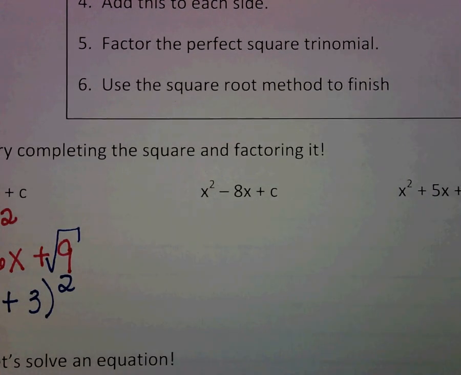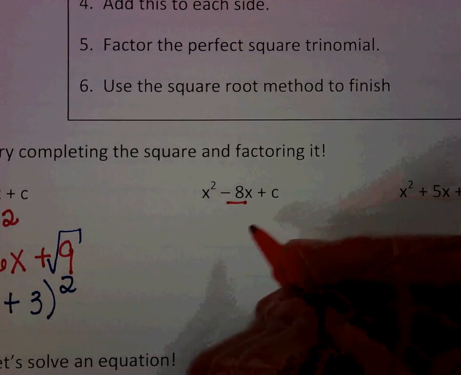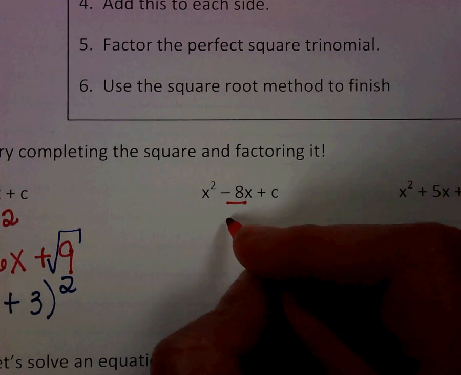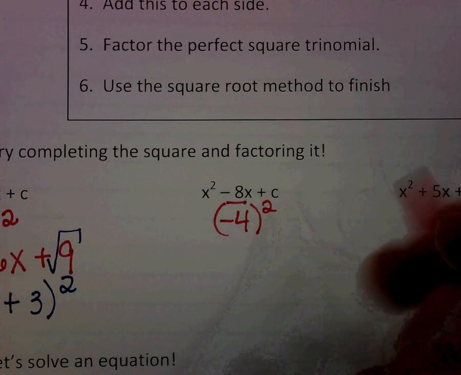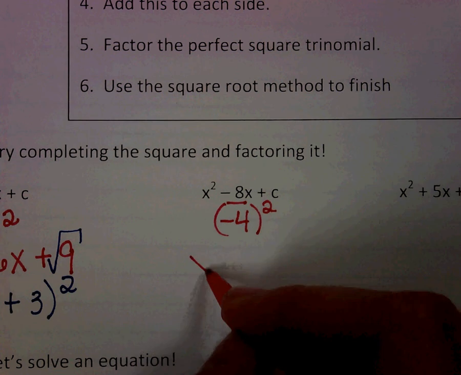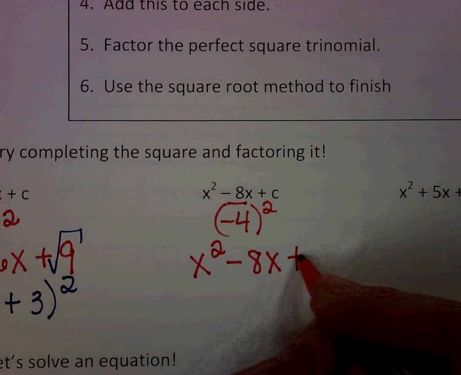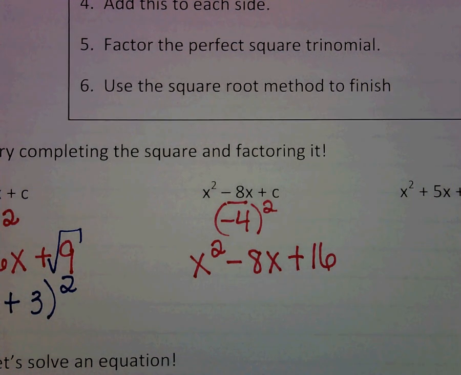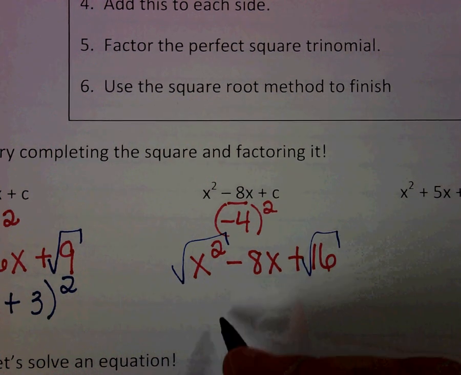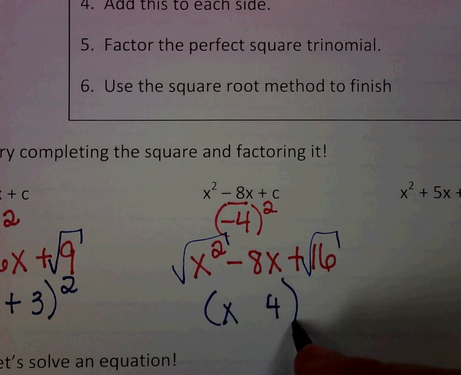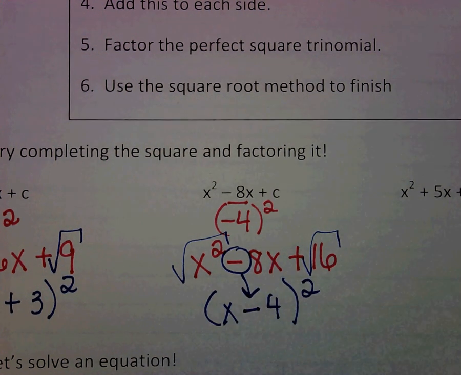Okay, so here's the next one. Let's practice completing the square. Take half of b, which is -4, square it, which would be +16. So our trinomial is x squared minus 8x plus 16. If we're then going to factor it, remember all we have to do is take the square roots, and this determines the sign. So it'd be x minus 4 squared.